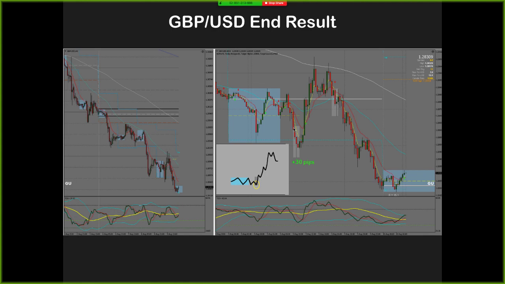Okay, so once again, if you're going for 25, 30 pip targets, you're going to be hitting your targets a lot more, right? And sometimes it's better to hit 25, 30 pips on a few different setups rather than trying to hit the home run and trying to get 50 pips or more.